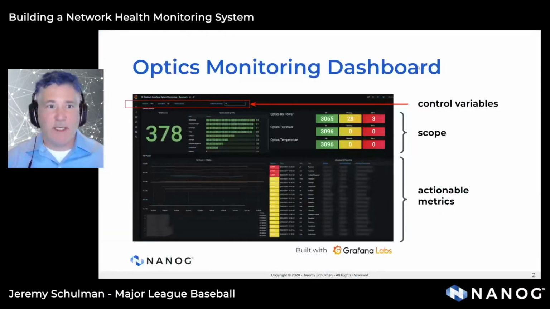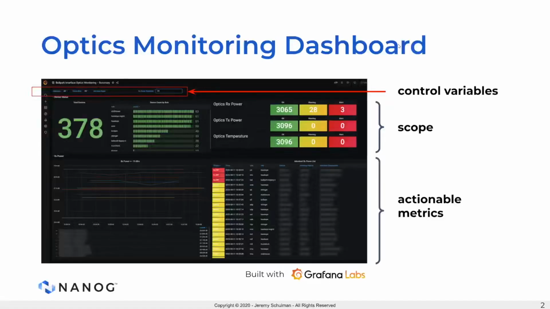So what is an optics monitoring dashboard, and what is it that we're trying to achieve? Well, basically, we wanted to have a very clear and concise understanding of all of our optics as they are used throughout our ballparks. And we're using Grafana here to illustrate all of the information so that we have actionable information and so that folks can understand exactly where the problems are and take action to fix them.